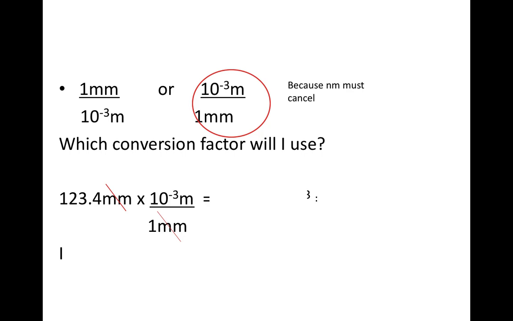So when you do these questions, you have to show your conversion factor and you have to physically cross out the units to show the unit cancellations in all of your questions. You will get marked on that. And then we get our final answer. And then we can convert it into proper scientific notation. So it's 1.234 times 10 to the negative 1 meters.